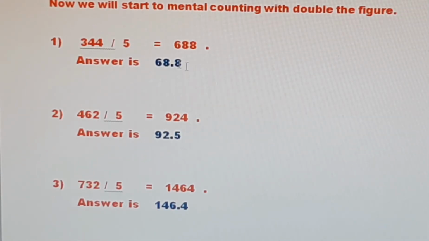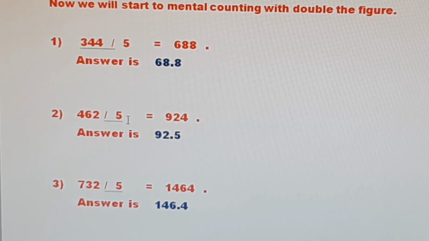Now we will do it mentally, in a fast way. Now we will start mental counting by doubling the figure. You have to practice doubling the figure, then only you will do it very nicely and easily. The first is 344 divided by 5. Double of 4 is 8, double of 4 is 8 and double of 3 is 6. Your answer is 68.8.